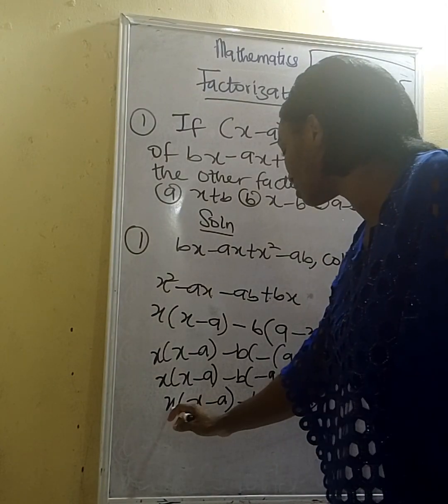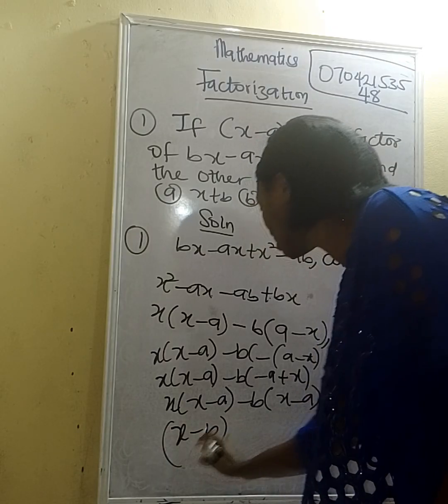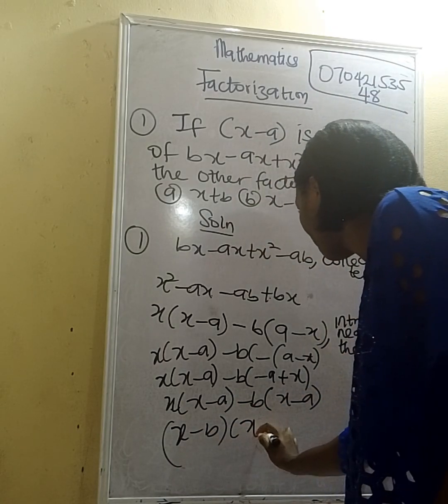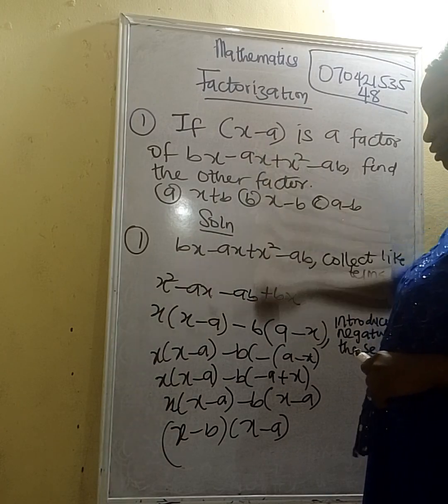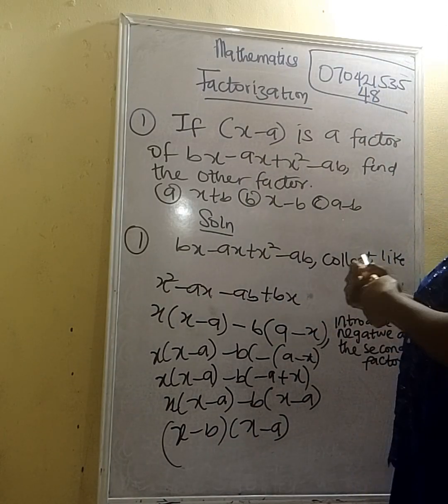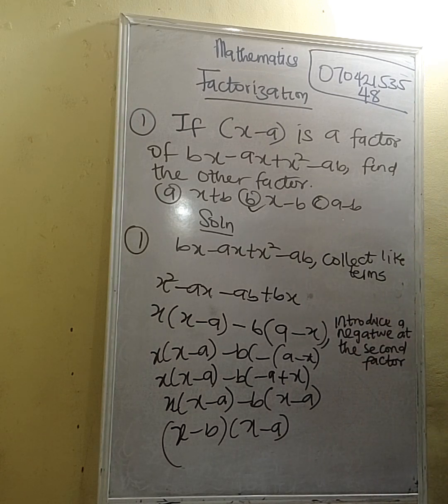Alright, so now let's bring this out. So x minus b will come together. Then what? X minus a. X minus a as a what? First factor. So the next factor is what? X minus b. Okay, so our answer is what? Option B. So let's move to another question now.